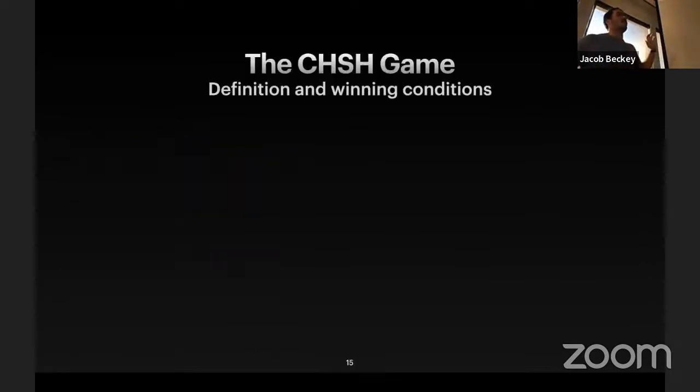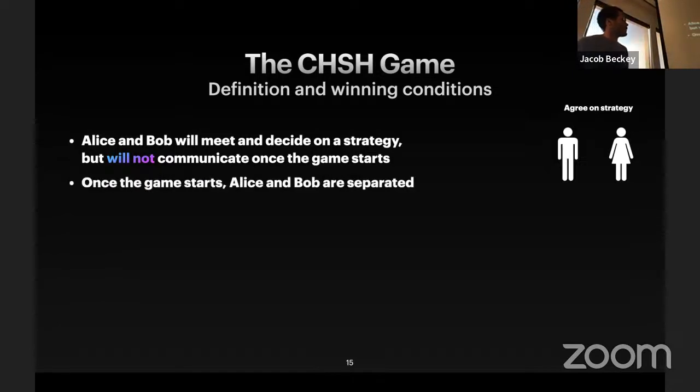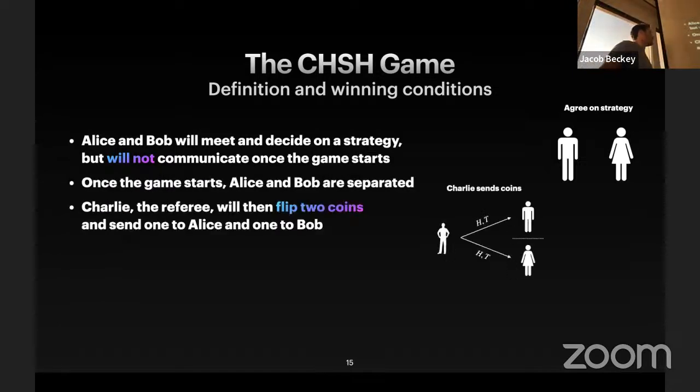This will also be interactive, so I hope that the definition and winning conditions are clear, and then we're going to break up and try to beat this game. Okay, so we have Alice and Bob again. These are our typical, usual suspects in quantum info. And they're going to decide on a strategy for this game. I'll tell you what the game is in a second, but they're not going to communicate after. So once the game starts, assume they're in different rooms, not able to communicate with each other, or they could be on opposite sides of the universe. Alice and Bob separate once the game starts.